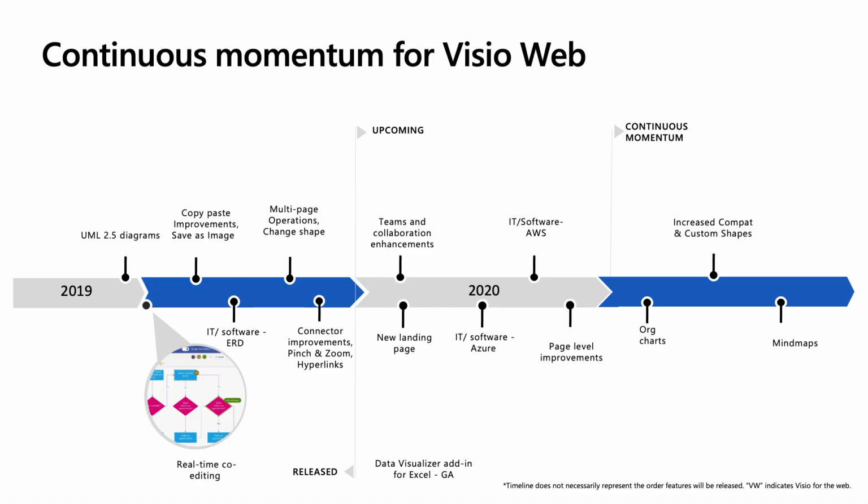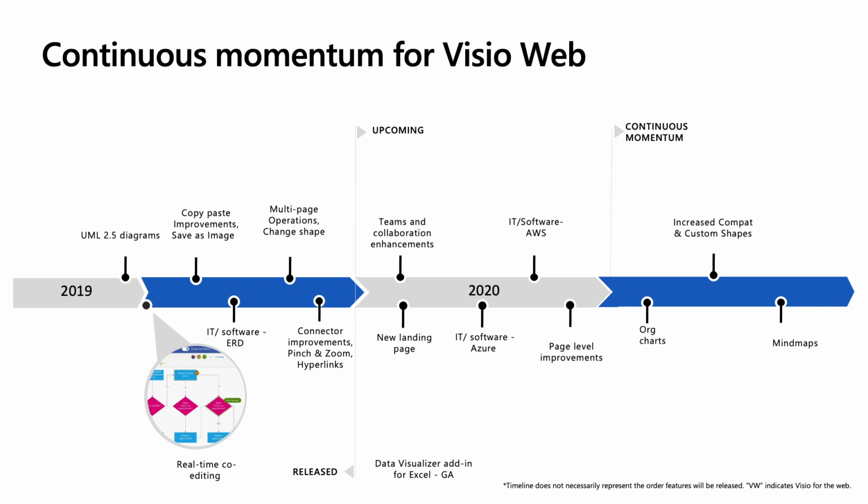So now going through the roadmap, showcasing all the cool things that we have enabled in Visio Web and the things that are there in the pipeline. Last year we released UML diagrams in Visio Web, which are a major diagram type in the IT software category. Soon after that, we announced co-authoring, and then we released the ER diagrams, that is the entity relationship diagrams, to complete the scenarios in the IT software category.